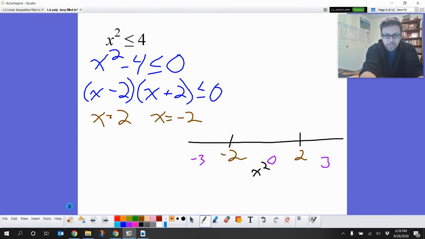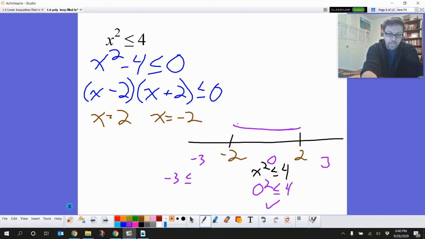So x squared is less than or equal to 4. Is 0 squared less than or equal to 4? Yeah, that's totally true. So this middle piece is good. I need to check the other pieces too, though. Let's see, -3. If I square you, are you going to be less than or equal to 4? Well, you get 9. That is not less than or equal to 4. So no worky, no graphy.